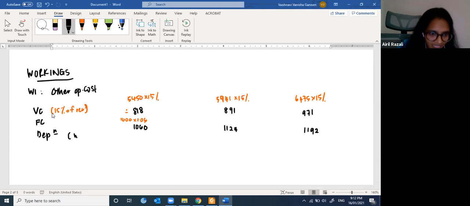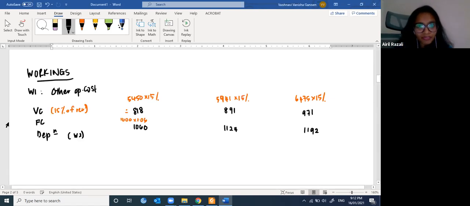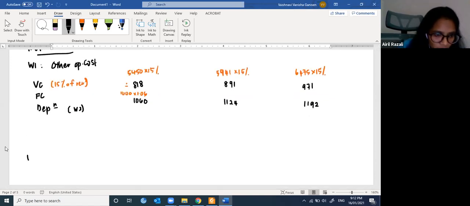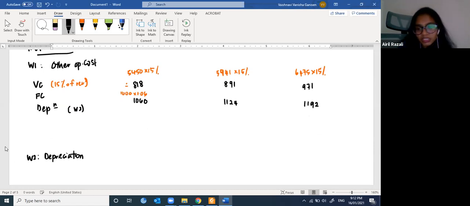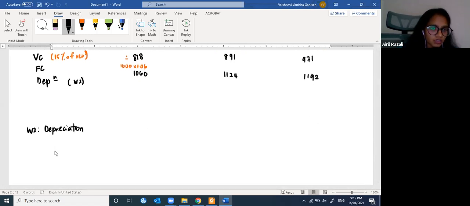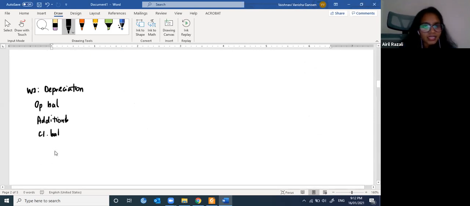So how do you do your depreciation? Here is another working, I'm going to say working number 2. Working number 2 will be depreciation. But in order to calculate the depreciation, you need the working which is opening balance plus additions, you get closing balance, and then you multiply by 10% to get depreciation.